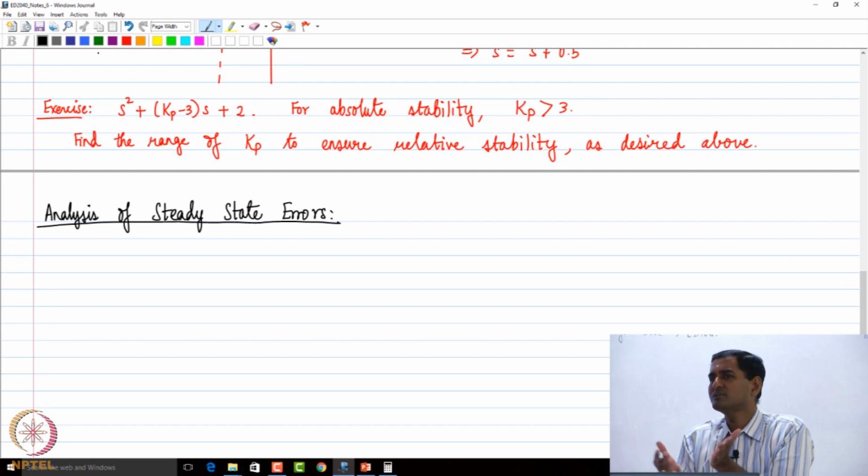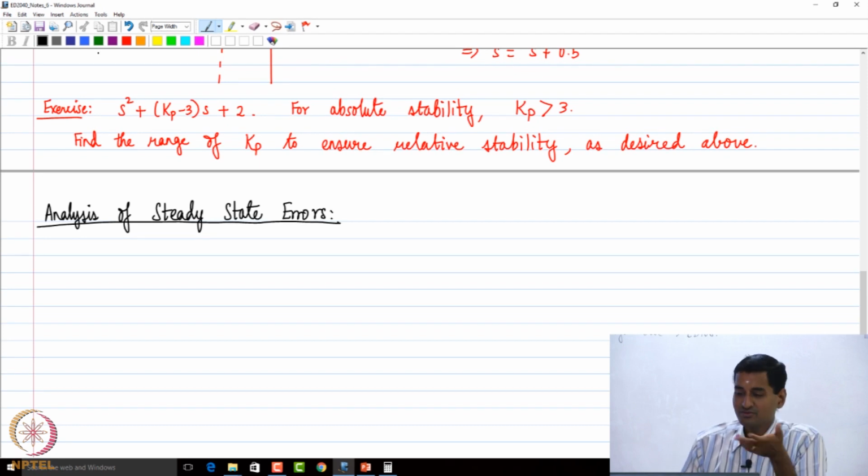I want my controller to maintain the temperature of air near 25 degrees Celsius, right. So obviously I would be happy if, as time progresses, I stay near 25 degrees Celsius, is it not? That's when I will say that my system or controller is performing well. So steady state errors become very important, and they become very critical.